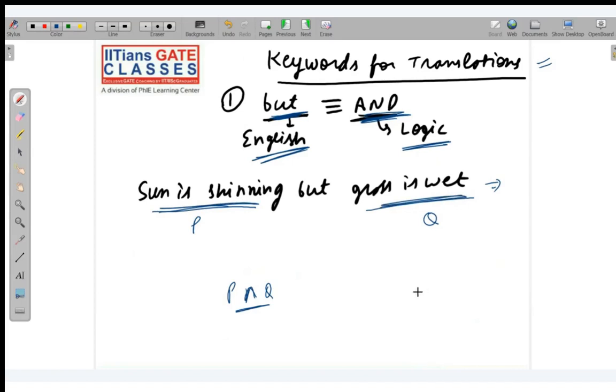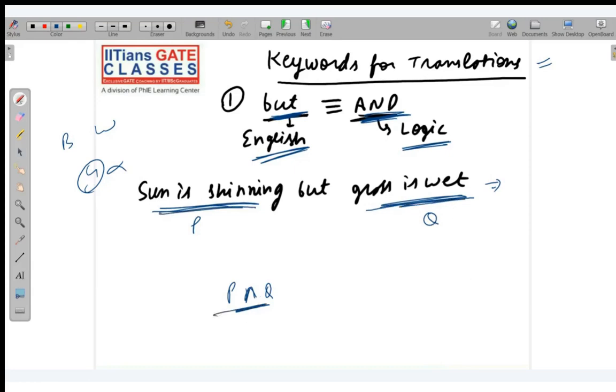So in logic, there is nothing called expectation. Okay, logic is straightforward, black and white. That's why logic is called black and white. There is no gray kind of thing in logic. There is no may or may not kind of thing in logic. There is either true or false. That's it. So I'm saying sun is shining, but grass is wet. There, your expectation was grass should be dry, but still it is wet. That's why I'm saying sun is shining, but grass is wet.